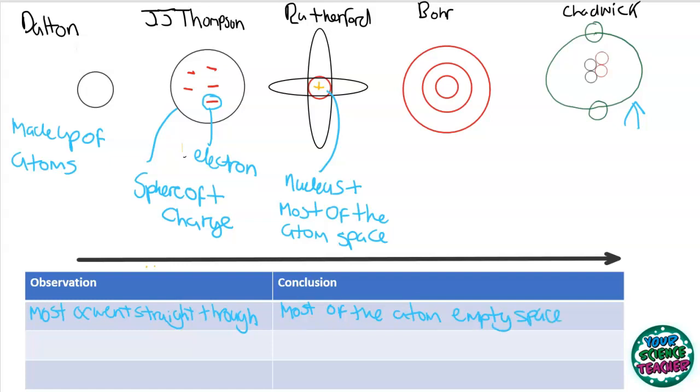Now, if the plum pudding was to be correct, then all of the alpha particles would have followed this trend. Okay, all of them would have passed through. However, he noticed that a really small percent came straight back. Now, from this, he realized that there must be a nucleus. Okay, there must be something central to that atom that it was bouncing off, and that the nucleus must contain nearly all of the mass of the atom.